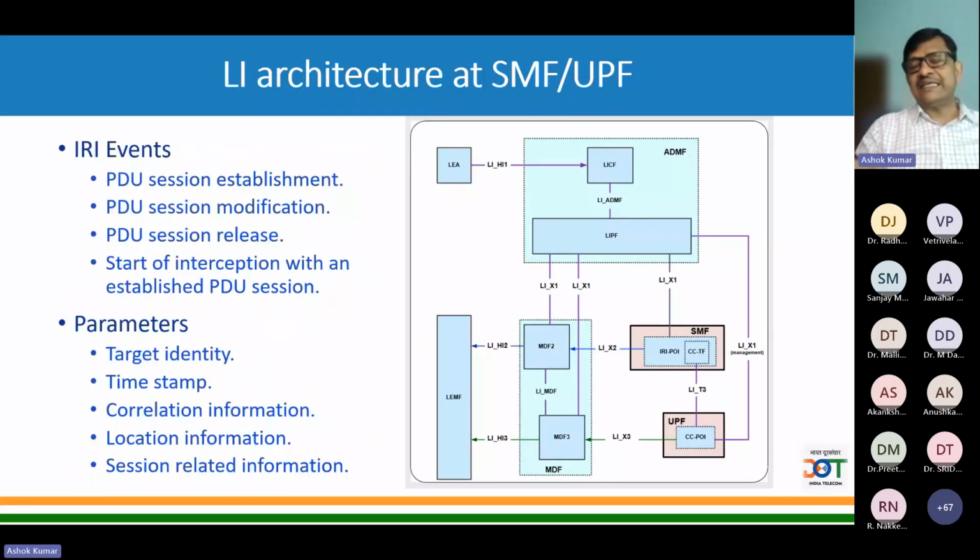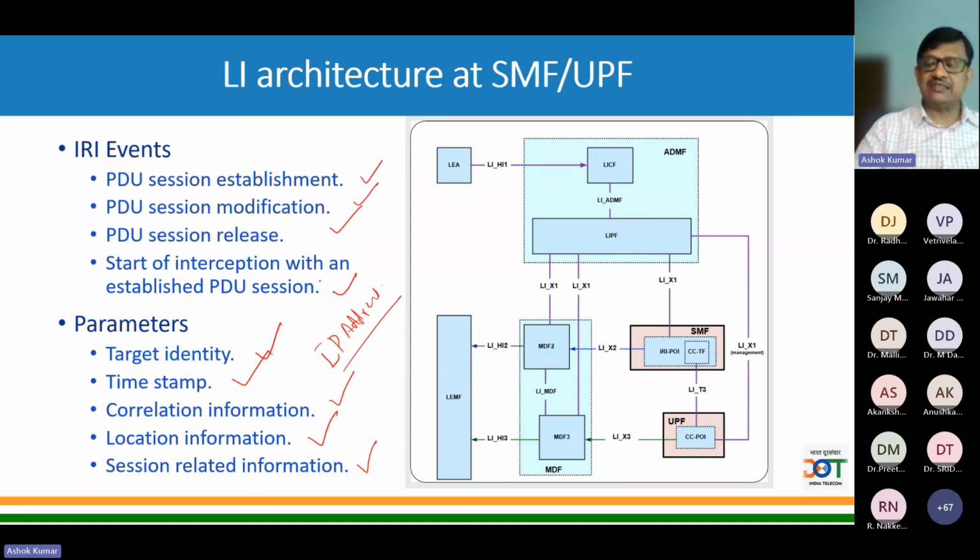So what are the IRI events for SMF? The PDU session establishment, modification, release, and when interception started on an established PDU session. In this case, what parameters are intercepted? Target identity, what is the ID of the target, timestamp, correlation information, session related information, and also the location information. There can also be an IP address. As IRI, you will also have the IP address because the IP address is allocated by SMF in the 5G architecture.